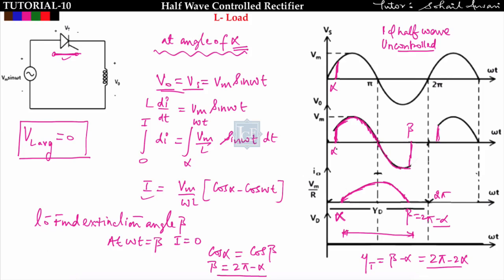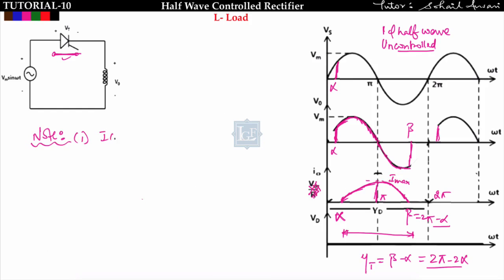So the output voltage I am getting from alpha to beta is equal to the input voltage, and the current I am getting from alpha to beta like this, where the maximum current I will get at omega t equal to pi. This is the I max, and we can easily find I max by putting omega t equal to pi in this equation. Got it? So take one note. First note: what is the current equation I am getting? I naught of t is equal to Vm upon omega L into cos alpha minus cos omega t, where beta is equal to 2 pi minus alpha.